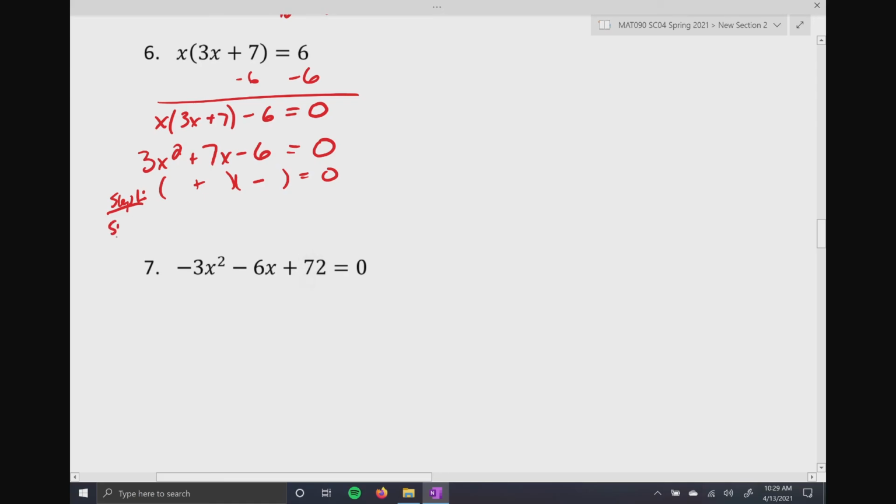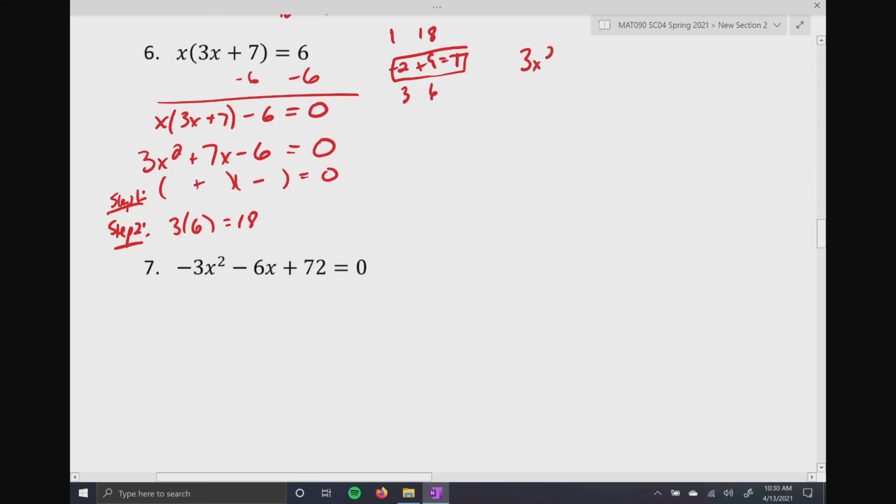Step 2. AC method. 3 times 6 equals 18. Factors of 18. 1 and 18. 2 and 9, 3 and 6. I think that's it. One of them has to be positive, one has to be negative, and I need to get positive 7. Well, that's right here.